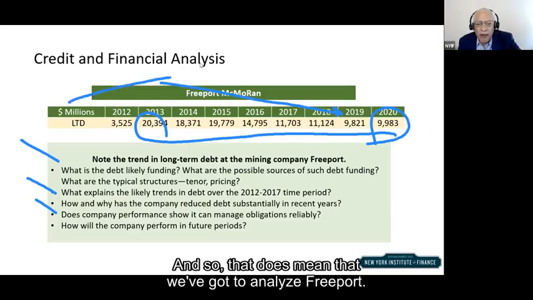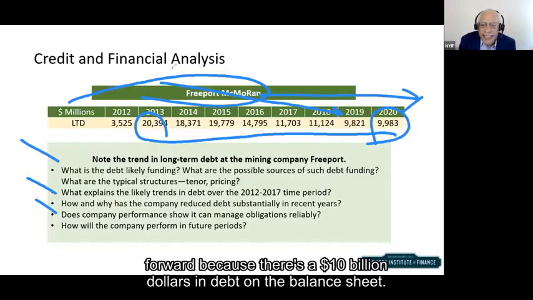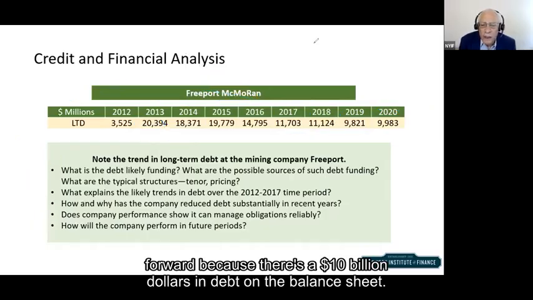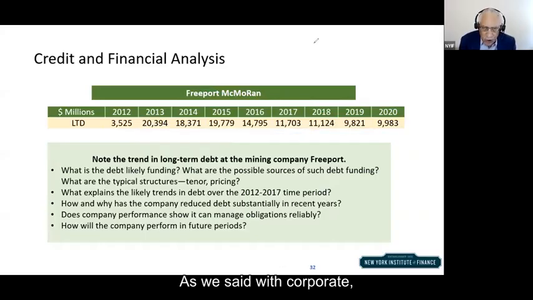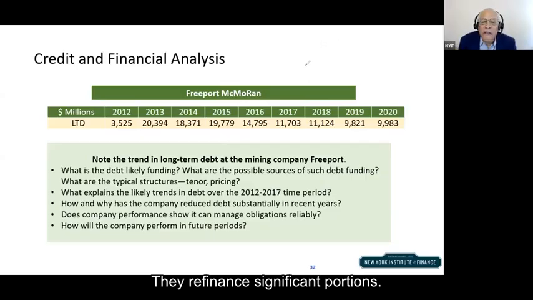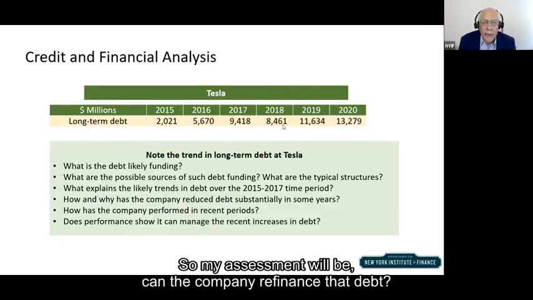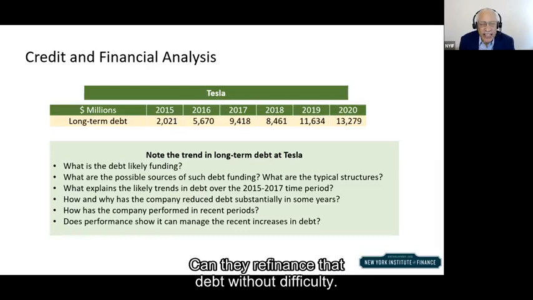And so that does mean that we've got to analyze Freeport, but we also have to understand how it will look as we go forward. How does it look going forward? Because there's $10 billion in debt on the balance sheet. As we said, corporates tend not to pay down all of that debt. They refinance significant portions. So my assessment will be, can the company refinance that debt? Can they refinance that debt without difficulty?